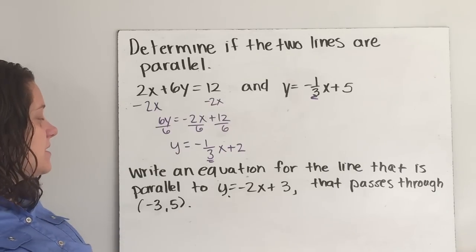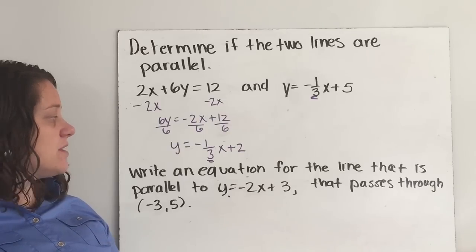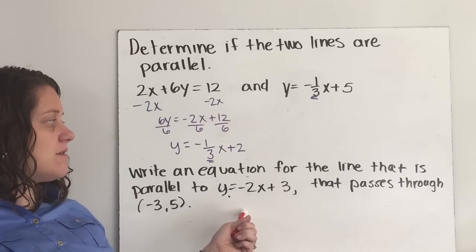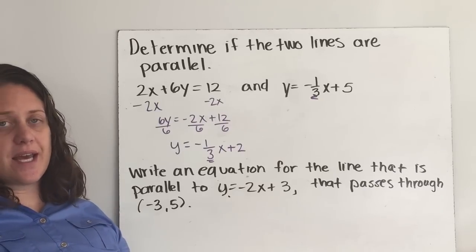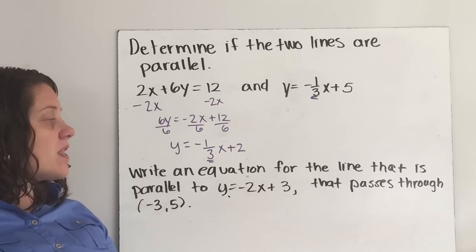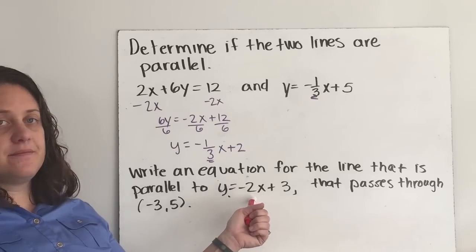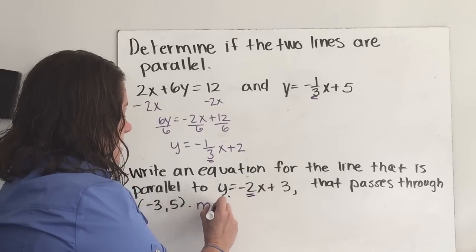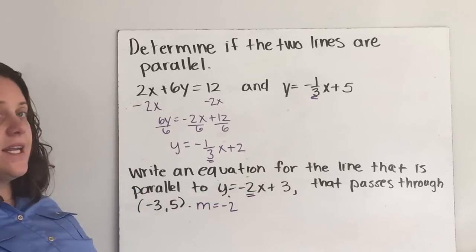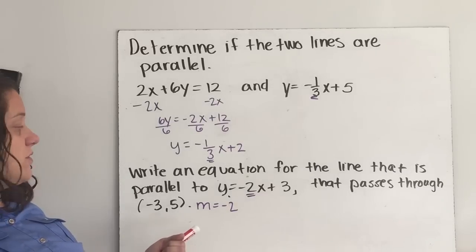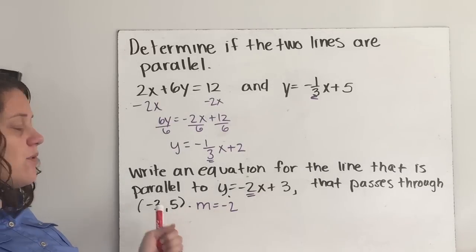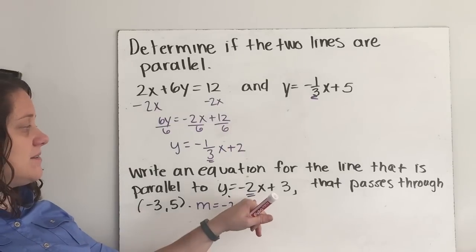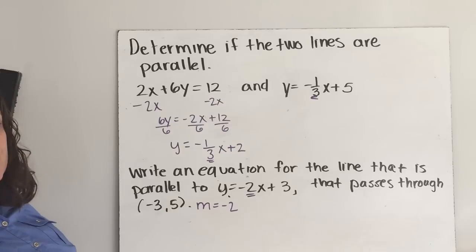So another kind of problem you could see is, say, something like: write an equation for the line that is parallel to y equals negative 2x plus 3 and passes through the point negative 3, 5. So what do I need from this line? Only the slope. So all I care about is that m equals negative 2. Now, you've done problems like this before. So you've done a problem with a slope and a point. So now all you have to do is find the equation of the line that has this slope of negative 2 but goes through this point.